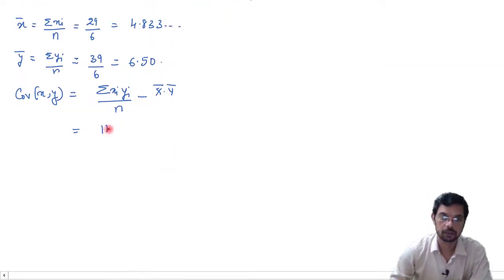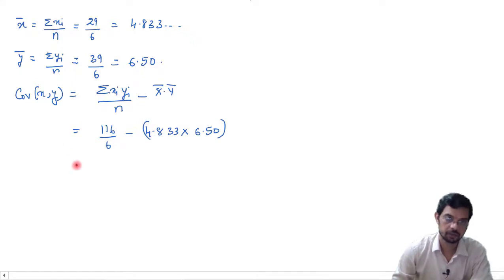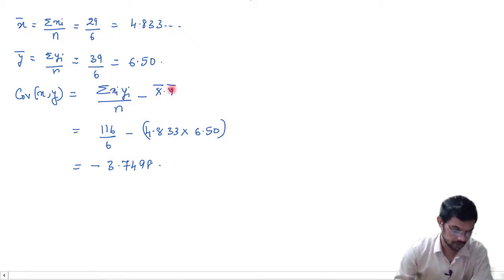This is 116 divided by 6 minus x bar is 4.833 into 6.50. Okay, so this is what we have, and once we calculate this thing, what we get here is minus 3.7498. Okay, so first what we do, we find x bar, we find y bar, and then we find covariance of xy, because we already have all other values here. Okay, the formula to find covariance of xy is given by sigma xi yi divided by n minus x bar into y bar. Okay, so that is the formula.